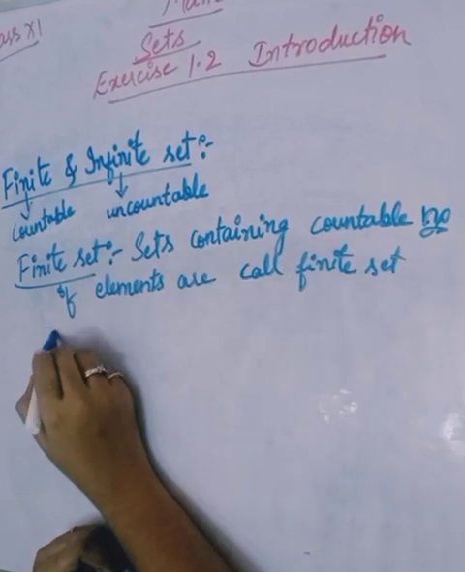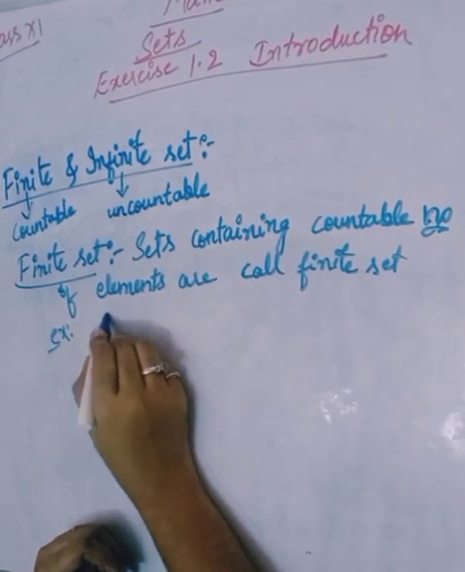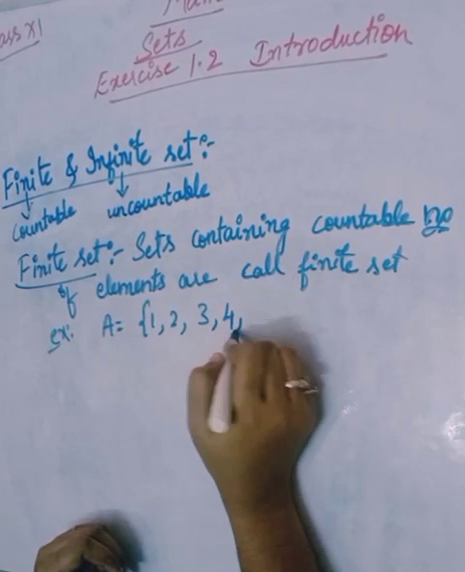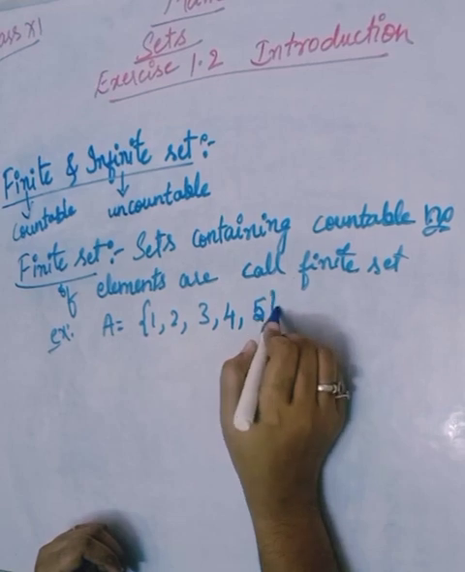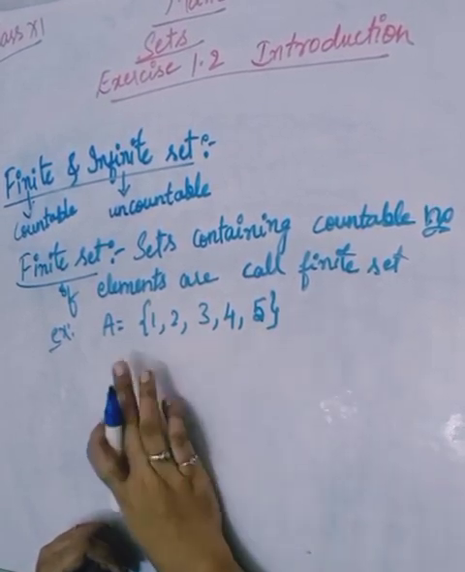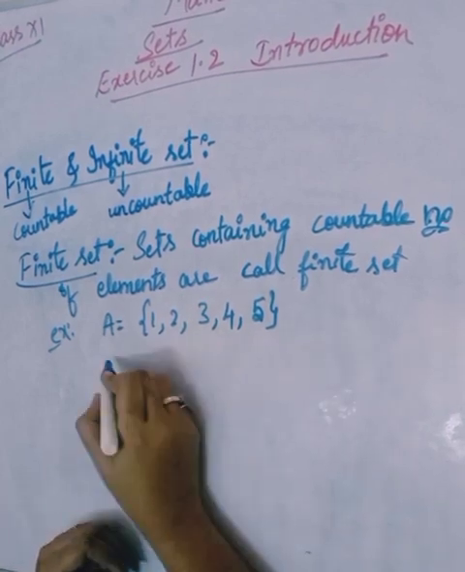For example, you can write A is equal to {1, 2, 3, 4, 5} and it's closing. Can we count it? It's not extending, is it right? Therefore we can say it's a finite set. I'll give another example also.